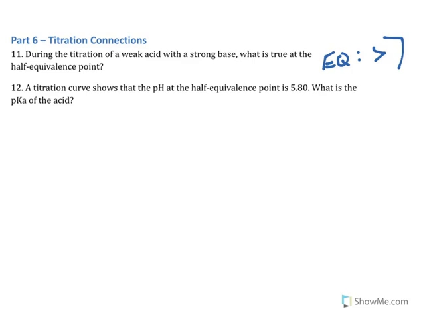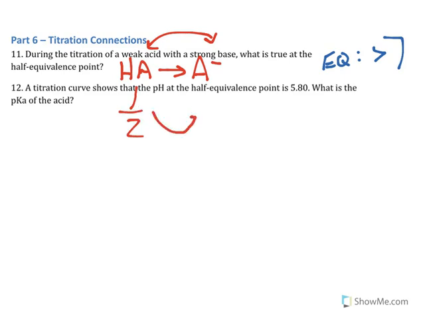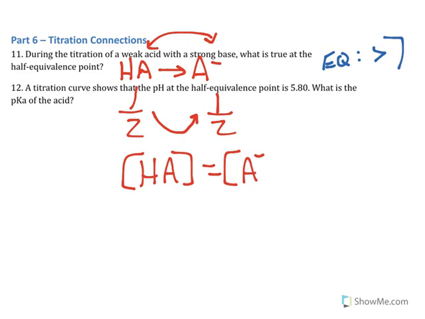Well, as you add strong base and weak acid, some of this weak acid, let's just call it HA, gets reacted with that base and turned into its conjugate base. Well, at the half equivalence point, half of this HA has been removed, which means that the 50% that was gone is now A minus. Half of the HA has been turned into A minus, which means the concentration of the HA has to be equal to the concentration of the A minus at that half equivalence point.